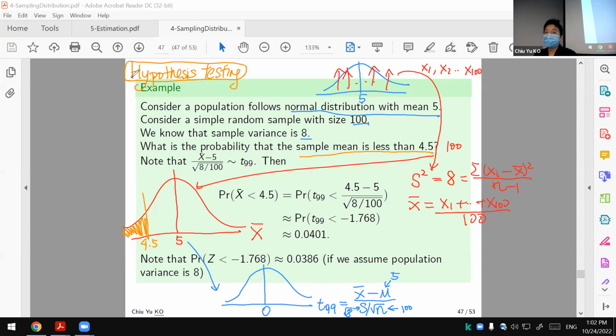So let me repeat the statement. It's just a claim, a hypothesis claimed by your client, the manufacturer. They claim it's 5, and you collect the sample, and actually it's 4.5. It's much less than what they claim. The question is, is 4.5 so far off from 5? Is it far from 5?